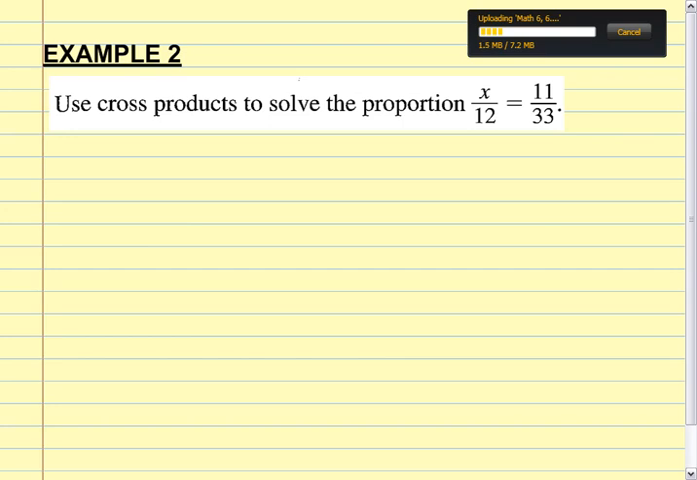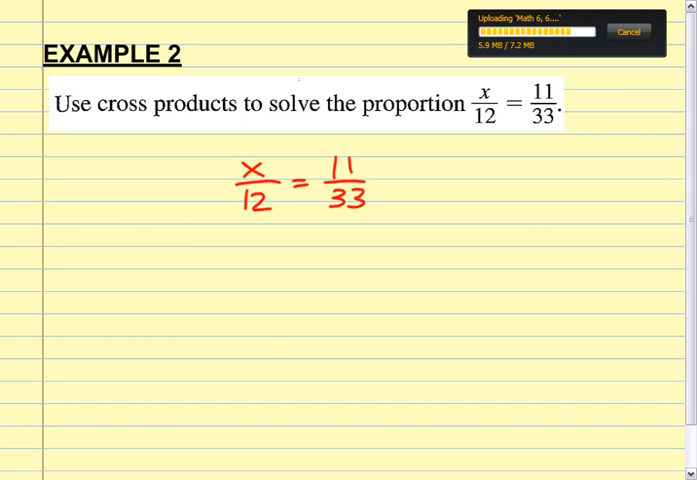Okay, example number 2 says, use cross products to solve the proportion x over 12 equals 11 over 33. Now, I'm going to rewrite this. Okay, make that a little bit bigger so we can see it. Now, Evan. They want us to solve this, not by reducing or anything. They want us to use cross products to solve this. What do you suggest that I do first?